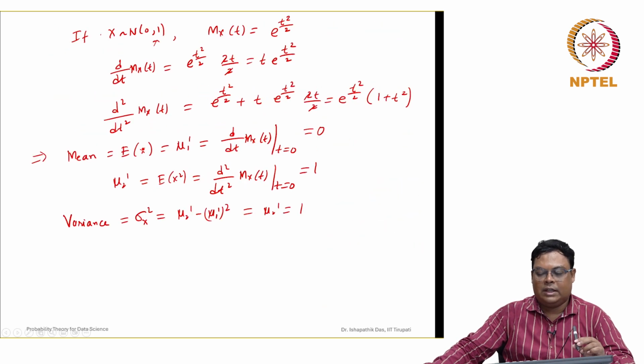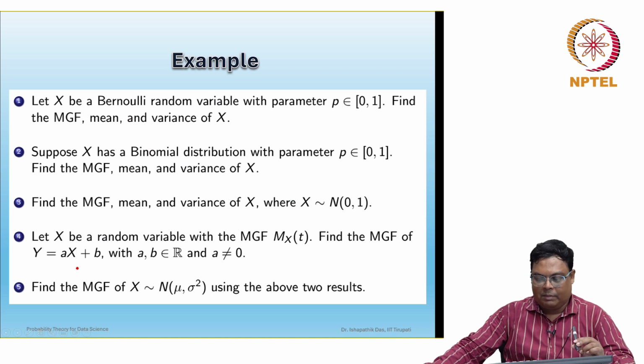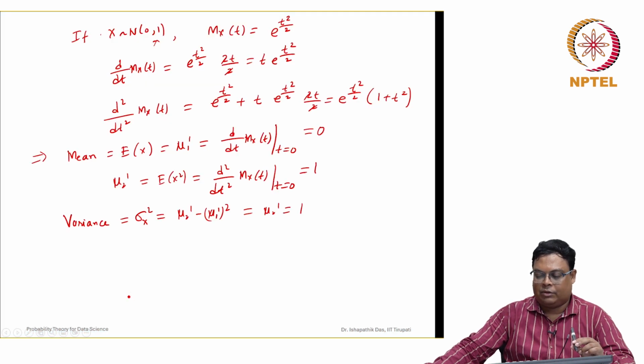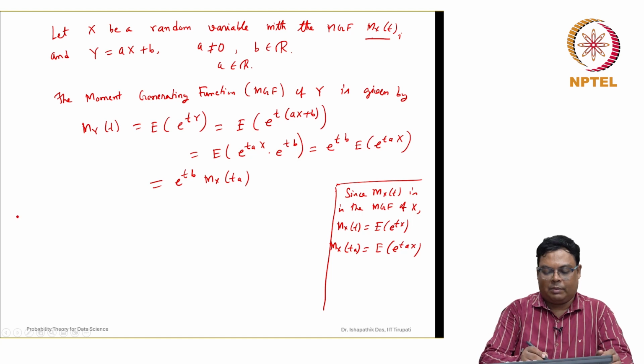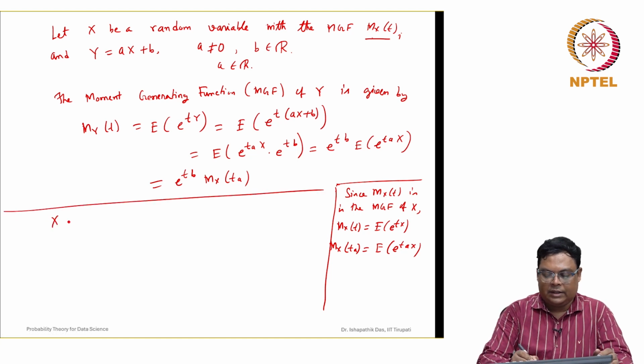So here you can see the next example. Suppose x is normal mu, sigma square. Using the above two results, like you know the moment function of x, and in this transformation, using the above two results, you find the moment function of x is normal mu, sigma square.